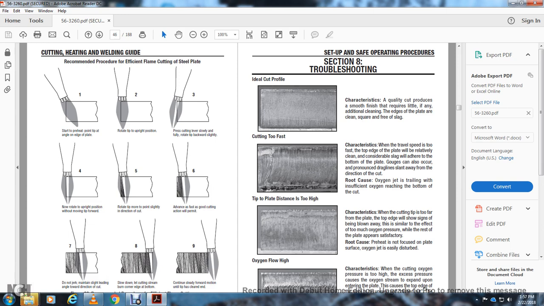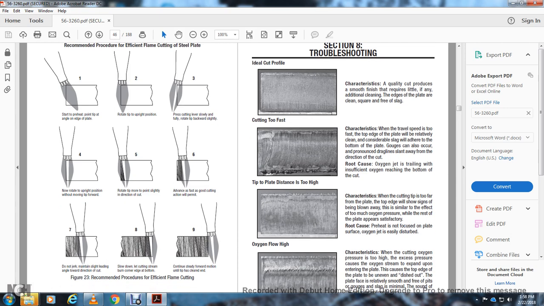Tip to plate distance is too high. Characteristic: when cutting too far from the plate, the top of the edge of the plate shows signs of being blown away. That's similar to the effect of too much oxygen pressure, while the rest of the plate appears satisfactory. Root cause: preheating is not focused on the plate surface, and the oxygen jet is easily disturbed.